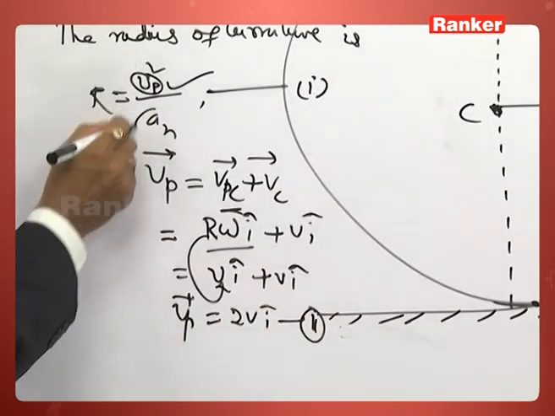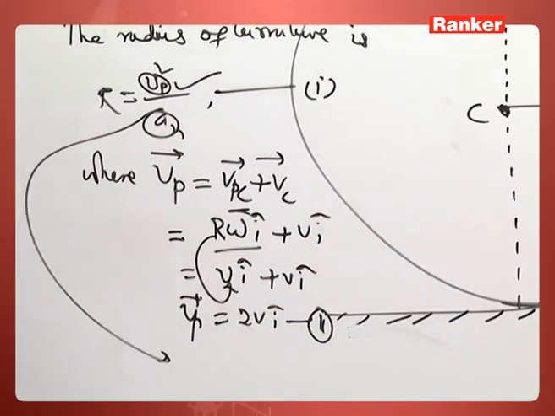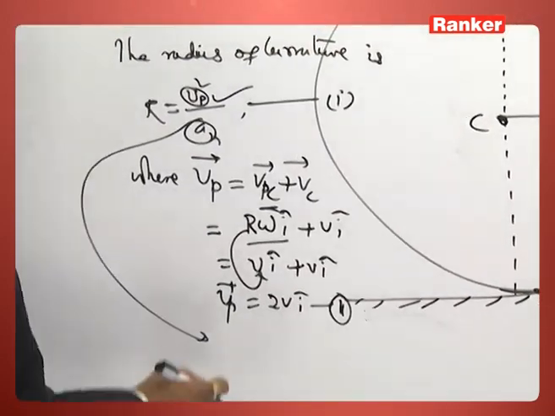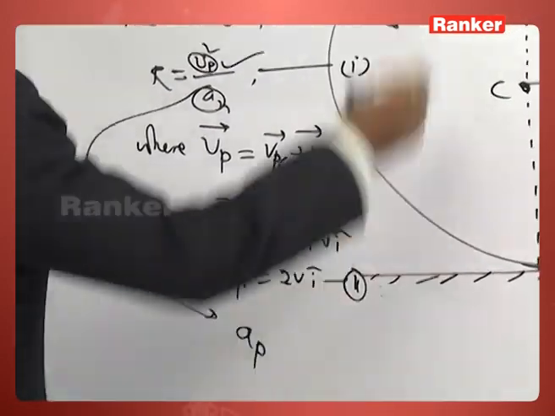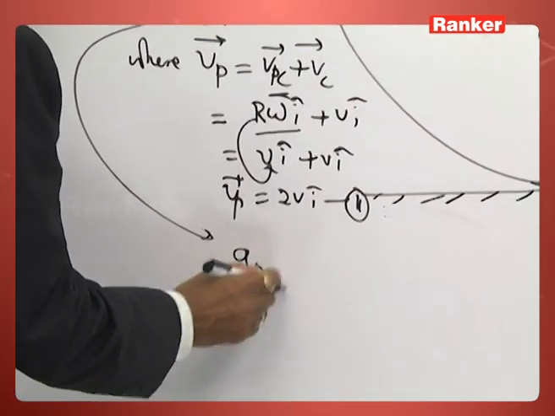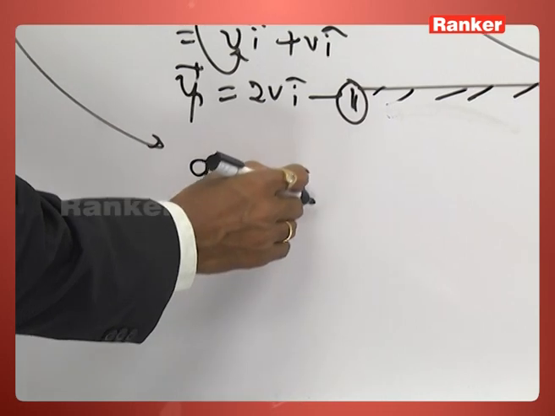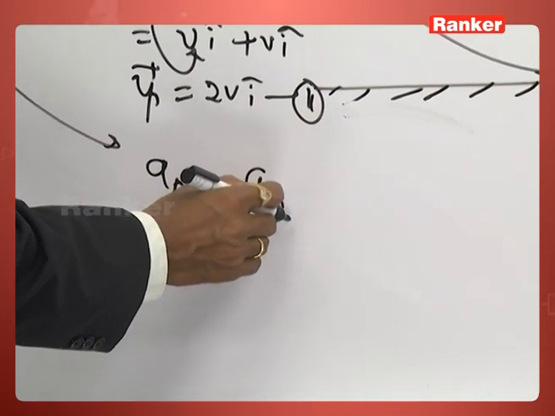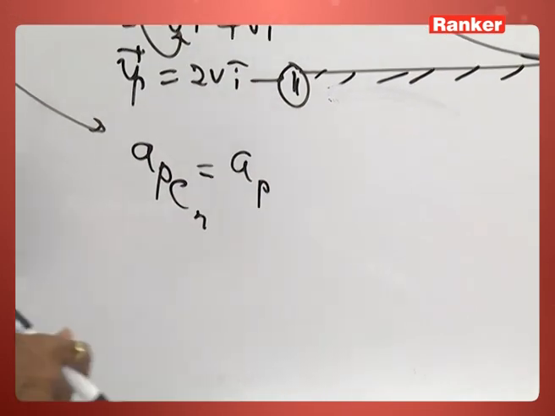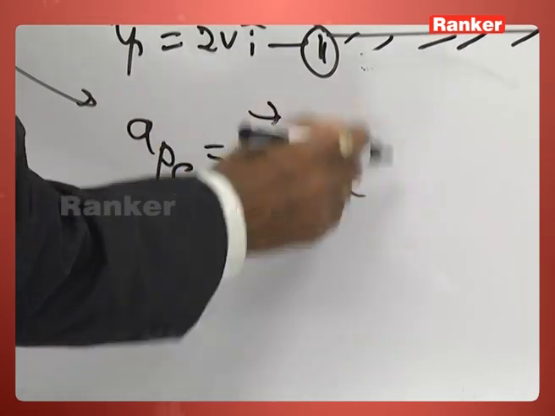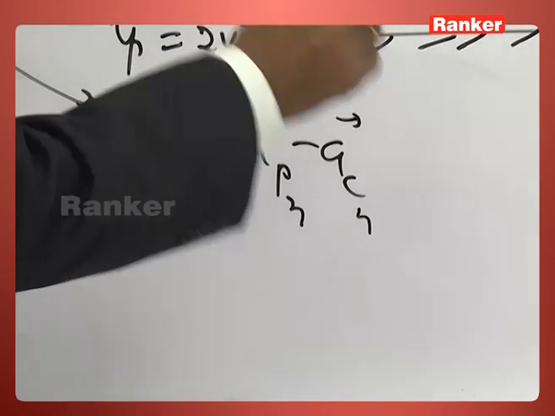Next, you need to calculate the acceleration. How to find the acceleration of this point P? Acceleration of this point P along normal direction with respect to c along normal direction is equal to acceleration of the point P minus acceleration of the point c along normal direction.